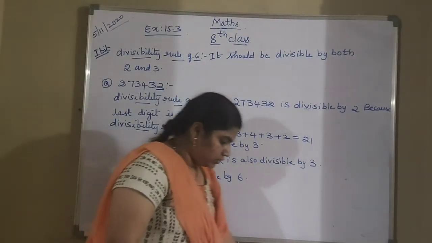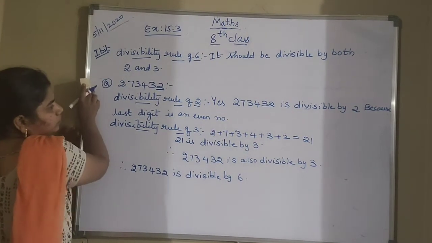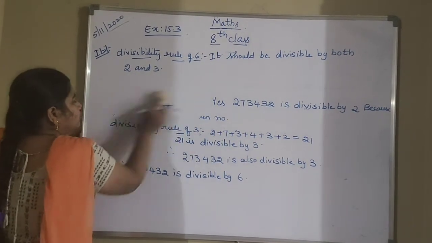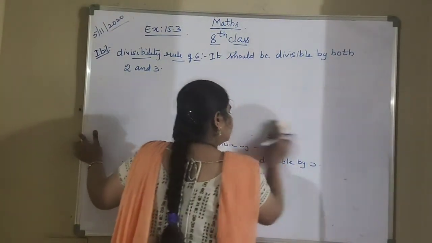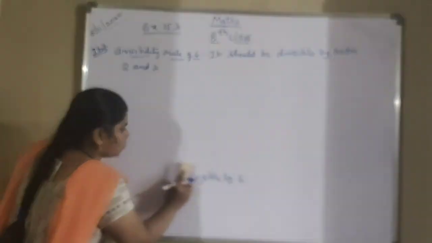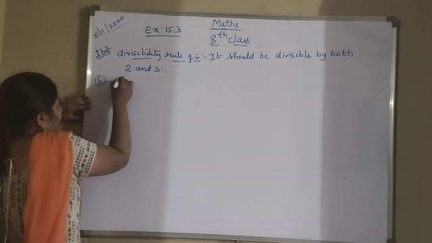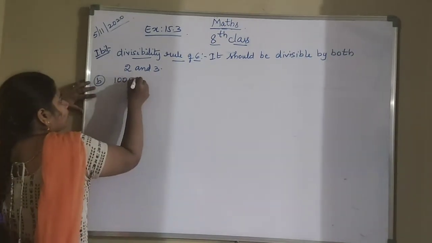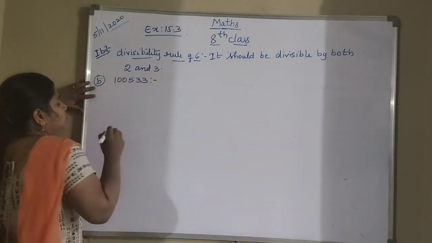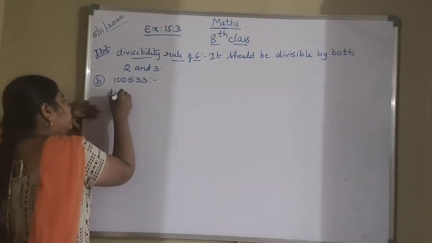Now next one. So what is the next number? 100533. So we have to check for 2, 3 and 6. So first the divisibility rule of 2.